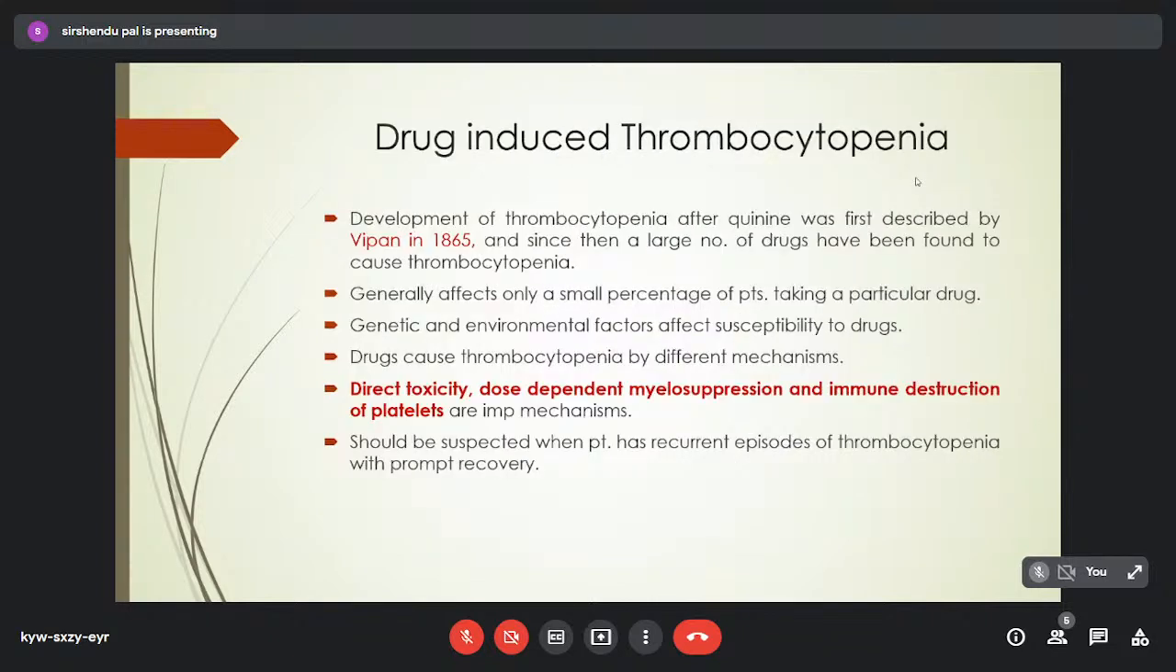Only a small percentage of patients who take a particular drug develop thrombocytopenia, and genetic and environmental factors have a role to play. Drugs cause thrombocytopenia by different mechanisms, of which direct toxicity, dose-dependent myelosuppression, and immune destruction of the platelets are important mechanisms. It should be suspected when the patient has recurrent episodes of thrombocytopenia with prompt recovery.